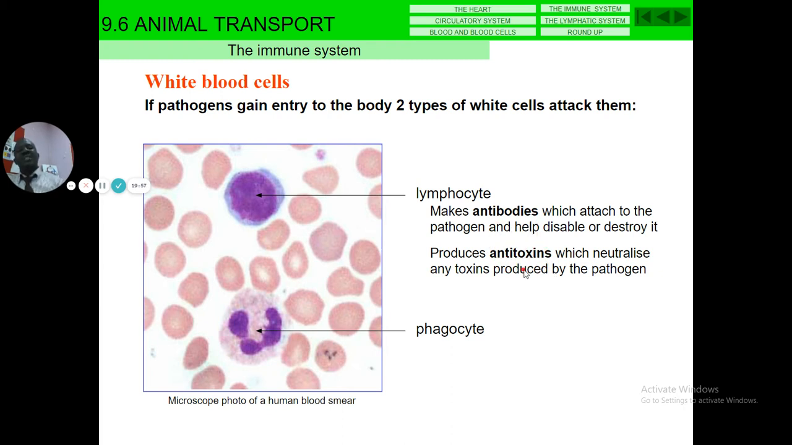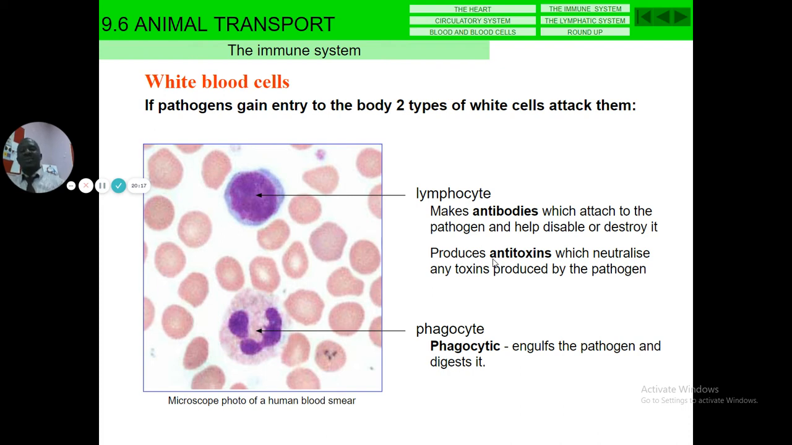They will produce an antitoxin, as in the word antidote, that will counteract the effects of this toxin, and then neutralize it, so you heal before you even get sick. So phagocytes feed by phagocytosis.